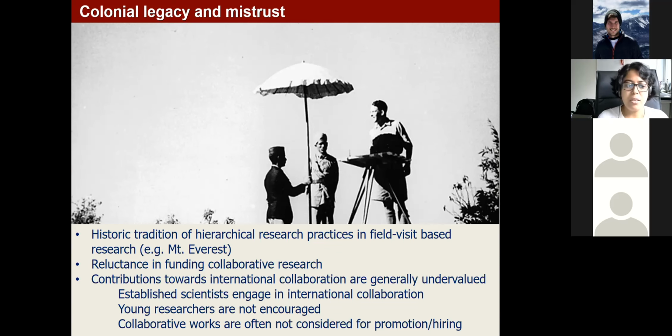So even now, there is a very strong reluctance of the funding agencies to fund collaborative research, and the contribution towards international collaborations is generally undervalued. It's always thought that the international collaborators must be treating the Indian counterpart as just the people who are going to show the spots, and that's about it. And therefore, only the established scientists engage in international collaboration because they can take the risk. The young researchers are not at all encouraged. And in fact, many times, these collaborative works and the publications out of them are not even considered for promotion and hiring.